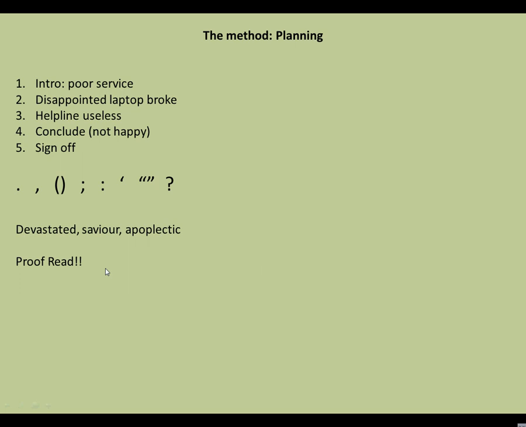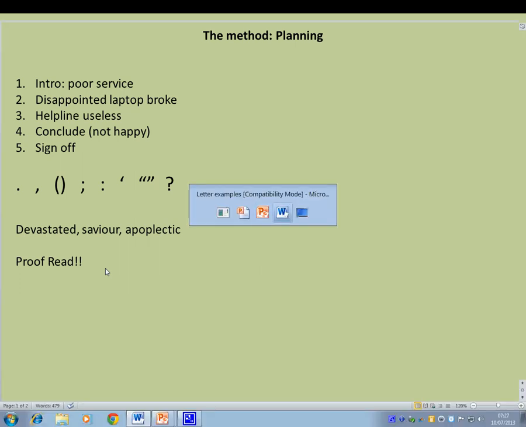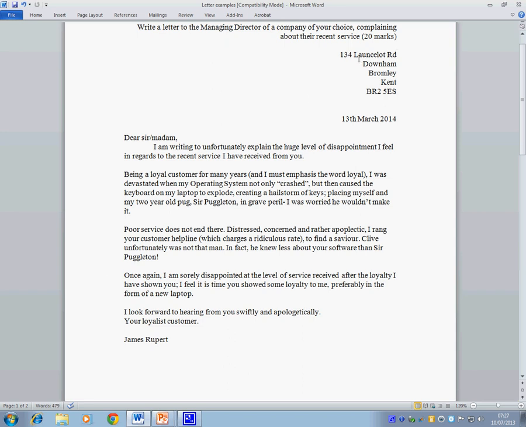And let's look at what an answer should look like. So here we are. There's my address. There's my date. I've not included the address I'm sending to this time, but again, you're more than welcome to do that. So let's have a read. Dear sir, madam, I'm writing to unfortunately explain the huge level of disappointment I feel in regards to the recent service I've received from you.